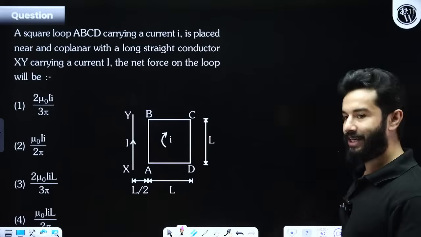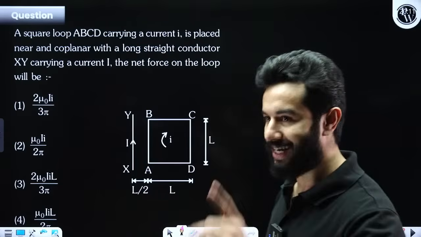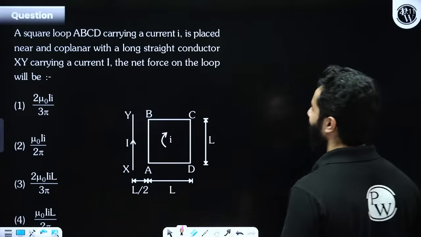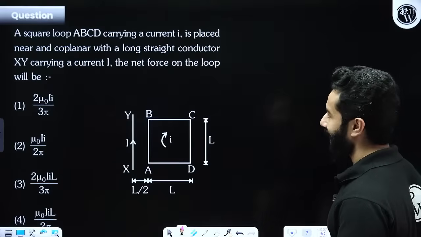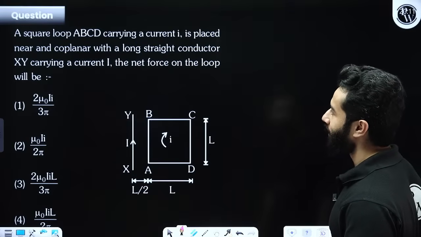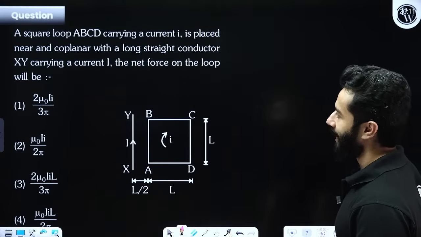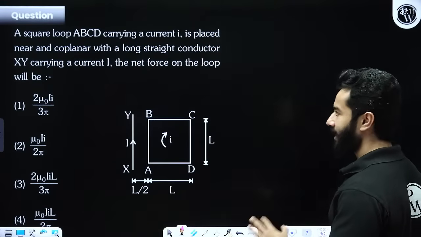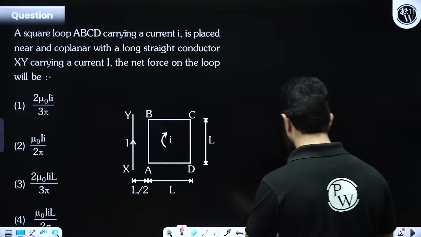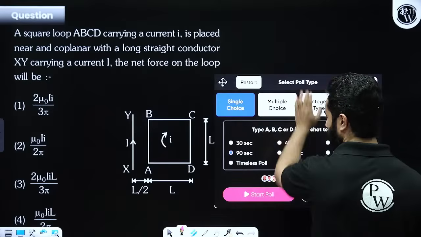Yes, this is from 2016. It was a nice paper. ठीक है? A square loop ABCD carrying current I is placed near and coplanar with long straight conductor XY carrying current I. The net force on the loop is. ठीक है? चलो, let's start. Net force on the loop.